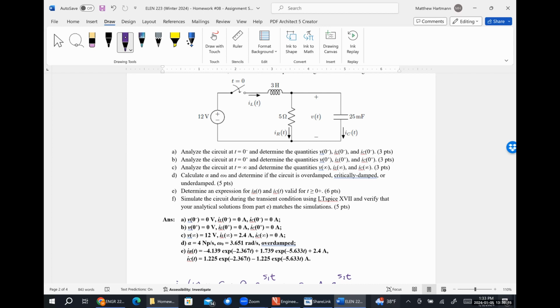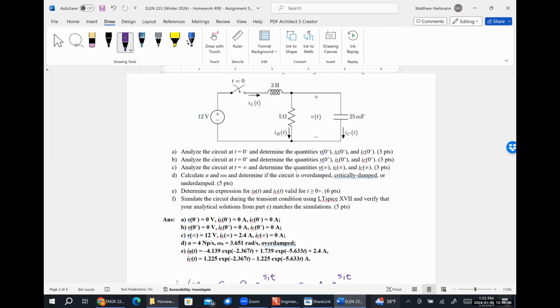Yes. So for this problem, determining the expression for IR, would you use the capacitor equation because the voltage across the capacitor is the same as voltage across the resistor? That is what I would do because I'm lazy and I want to do it with the least work possible. Yes. And that would give you an equation of A1 e to the S1t plus A2 e to the S2t.